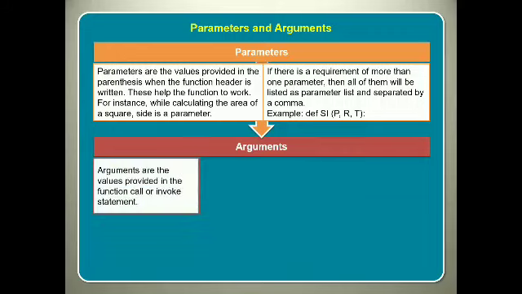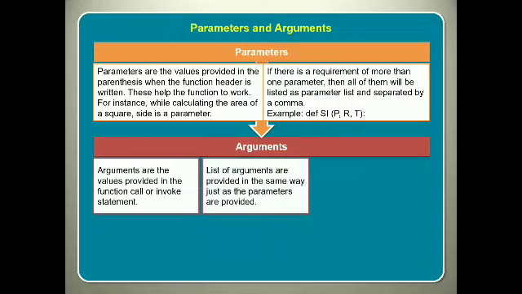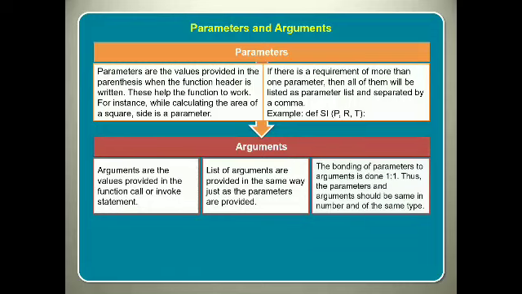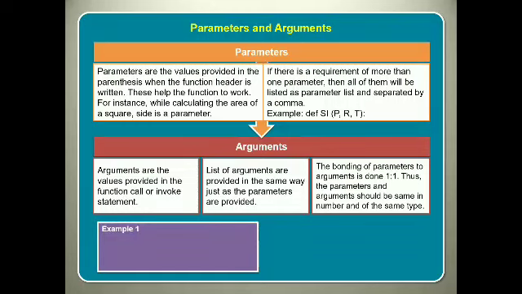Arguments are the values provided in the function call or invoke statement. A list of arguments is provided in the same way as the parameters are provided. The bonding of parameters to arguments is 1:1. Thus, the parameters and arguments should be the same in number and of the same type. Here is an example that takes 100, 2, and 5 as arguments while calling the function si.